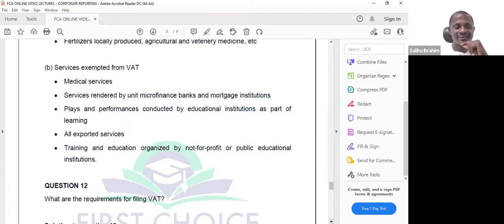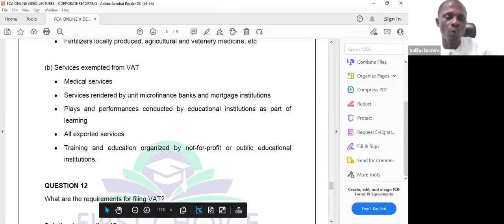Lastly, trainings and education organized by not-for-profit or public educational institutions are not subject to value-added tax. These are some of the services that are exempted from value-added tax.